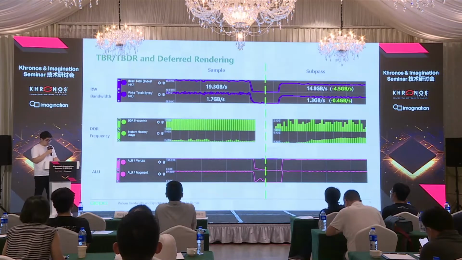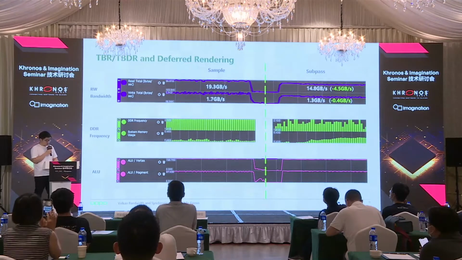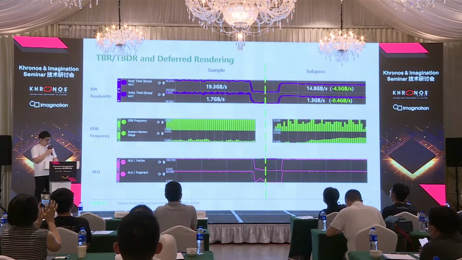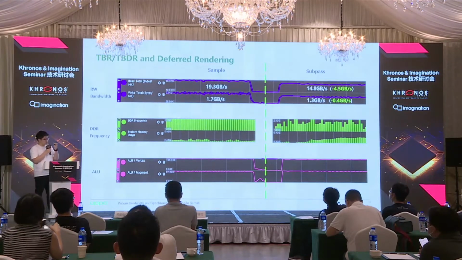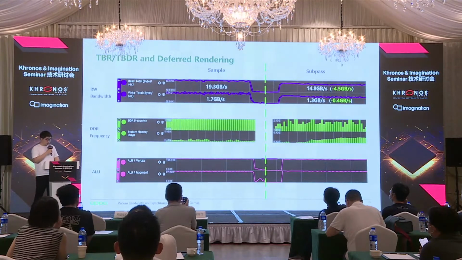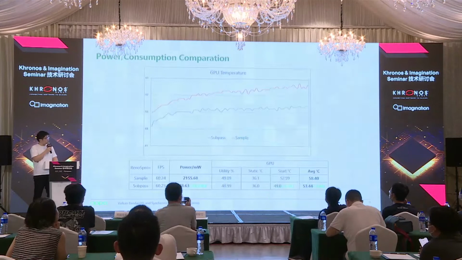So with the test, you can see that the shader calculation is the same. Computing volume is the same, but for the memory frequency and bandwidth, subpass has a lot of improvement. So you can see that the bandwidth is reduced by 4.9 GB per second, and the frequency is slower.